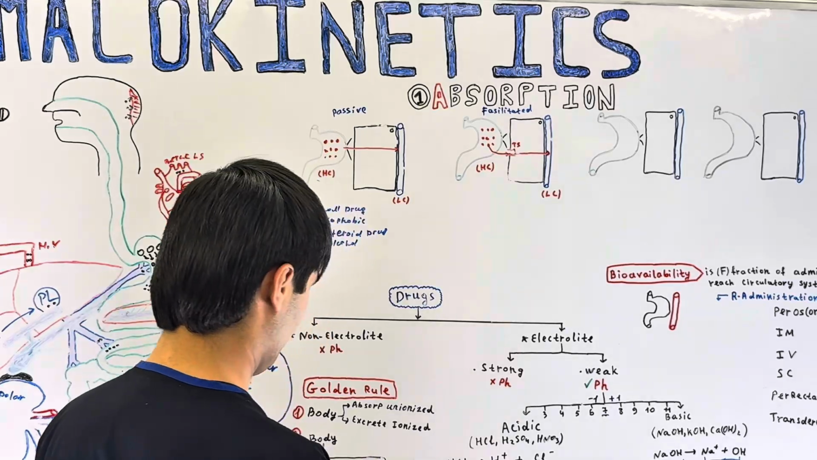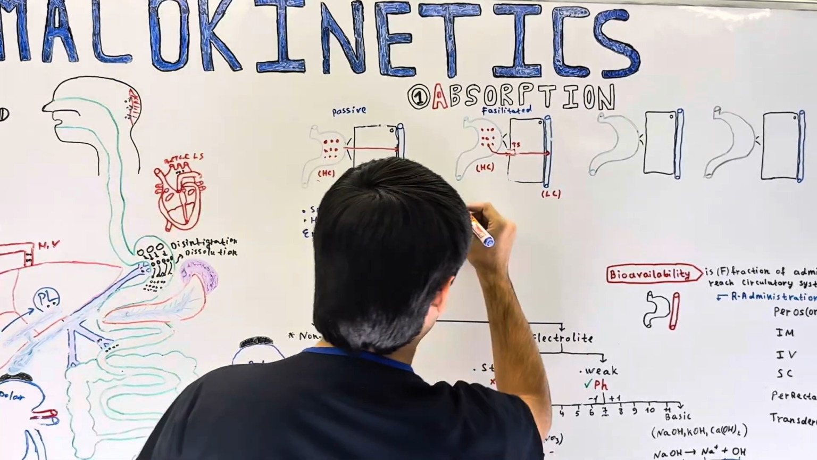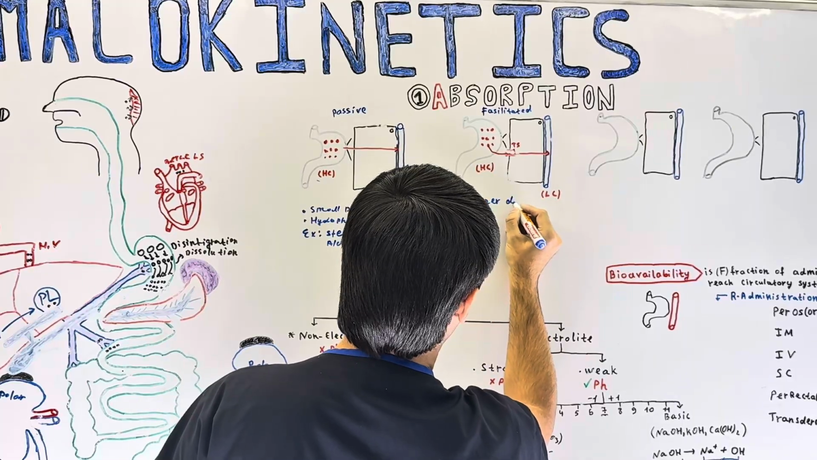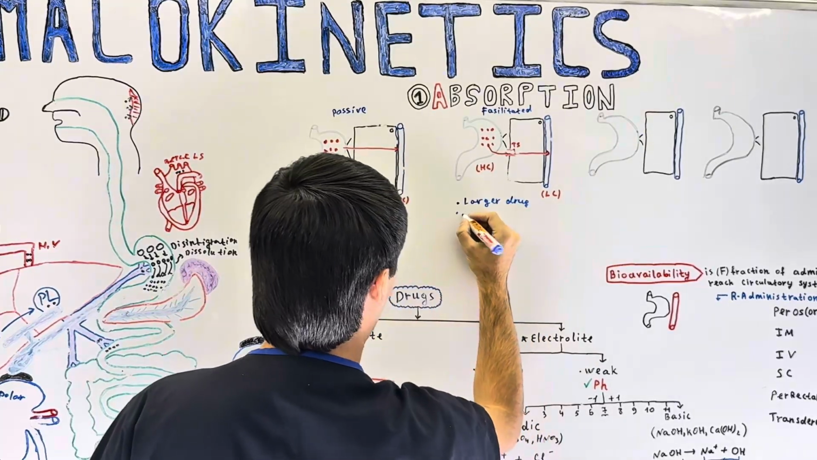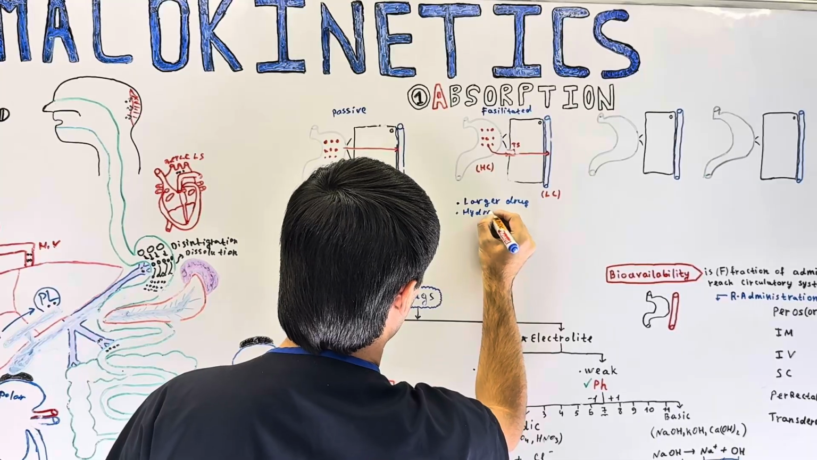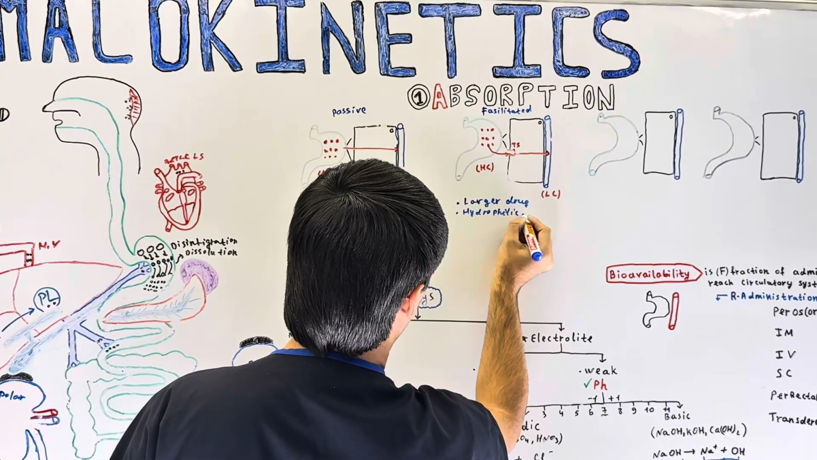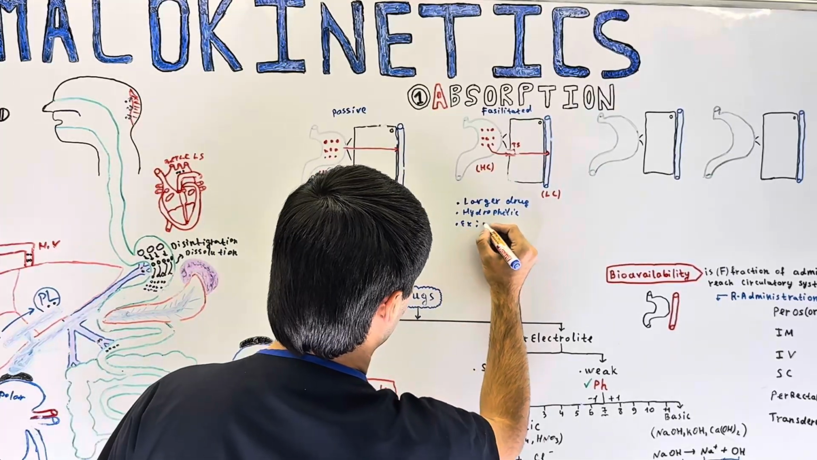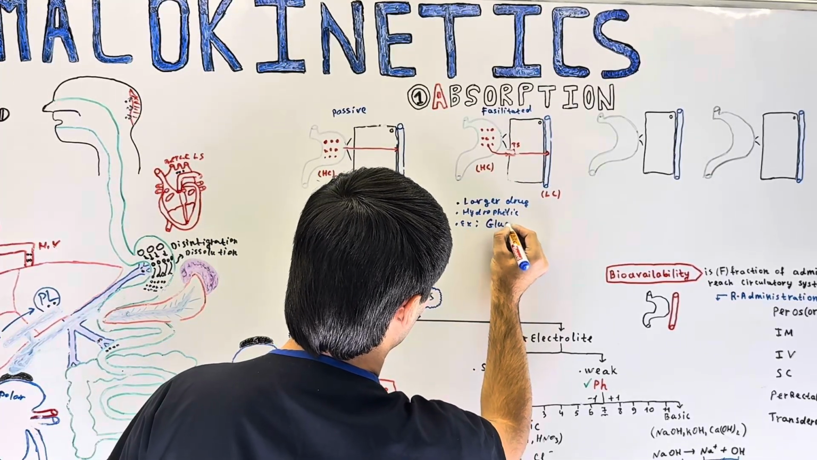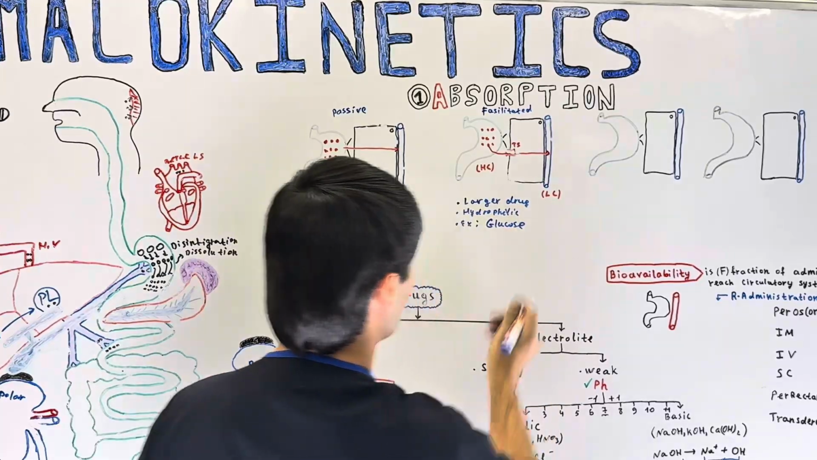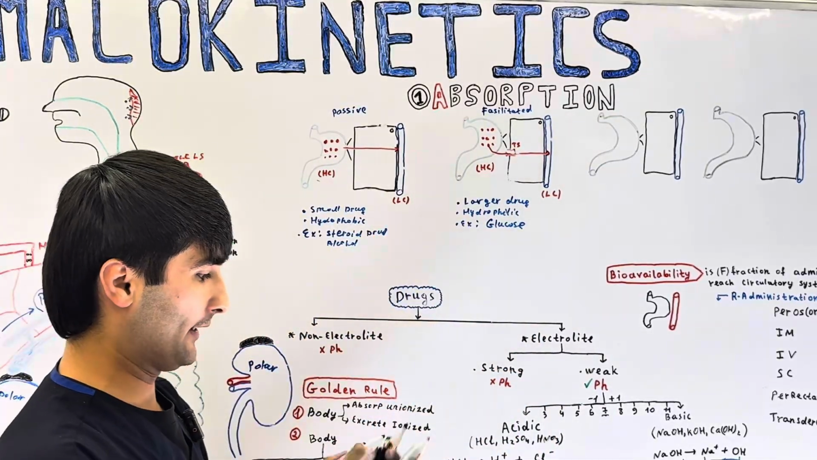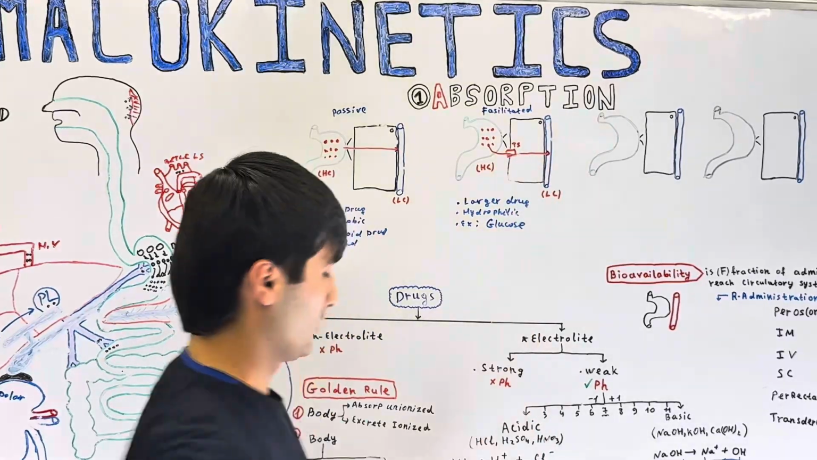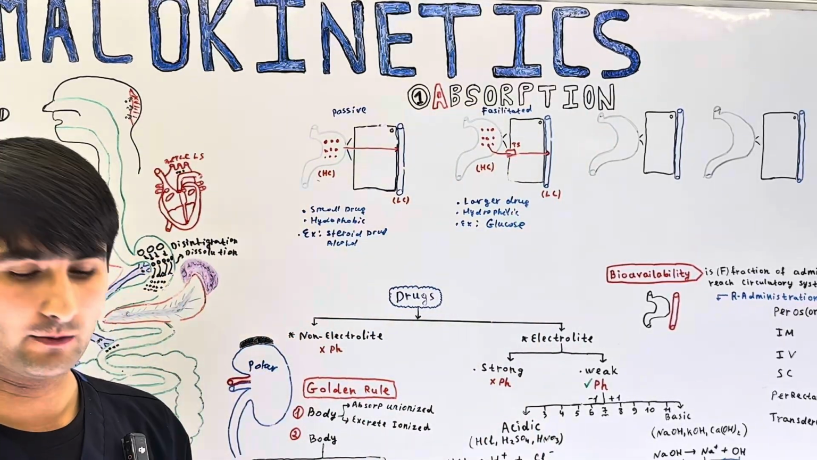These are larger drugs, or hydrophilic drugs. For example, glucose can be absorbed through this mechanism by using this special transport system, a transport protein. So it was the second type of the mechanisms of absorption.